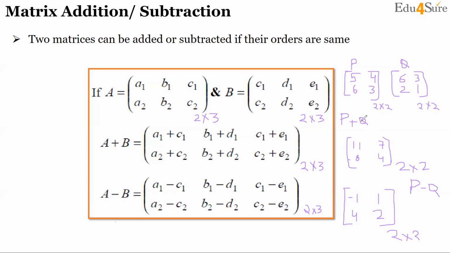Similarly, when we did the addition between P and Q, we did it like this. 5 plus 6 will become 11. 4 plus 3 will become 7. 6 plus 2 will become 8. And 3 plus 1 will become 4.